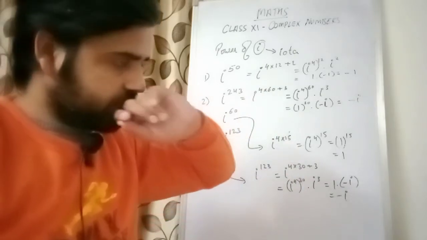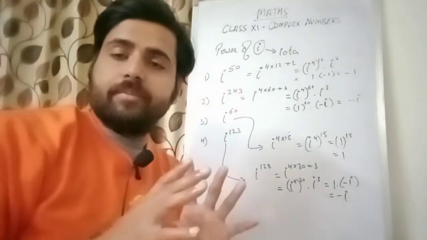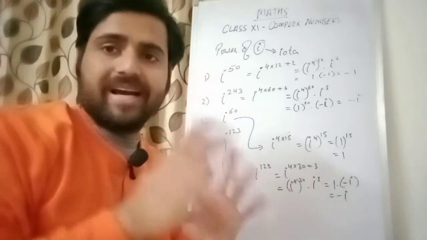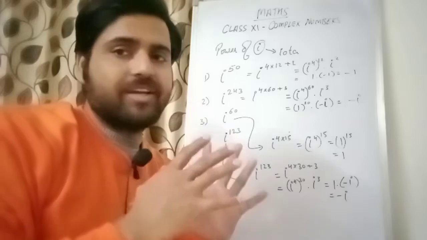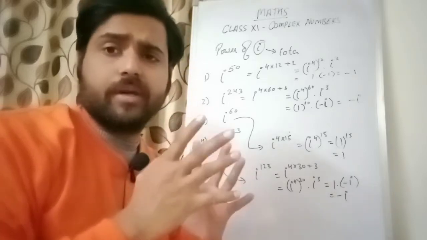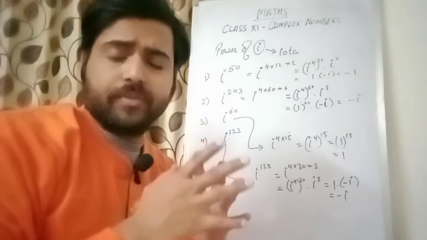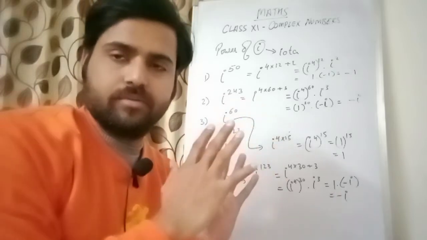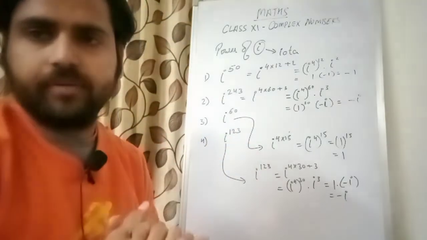So let's recapitulate. What do you have to remember? i square is minus 1, i cube is minus i, and i to the power 4 is 1. So whatever power you are going to get, you are going to express that power in terms of multiples of 4 plus some remainder. Okay, if there is. I hope it is clear. Fine.